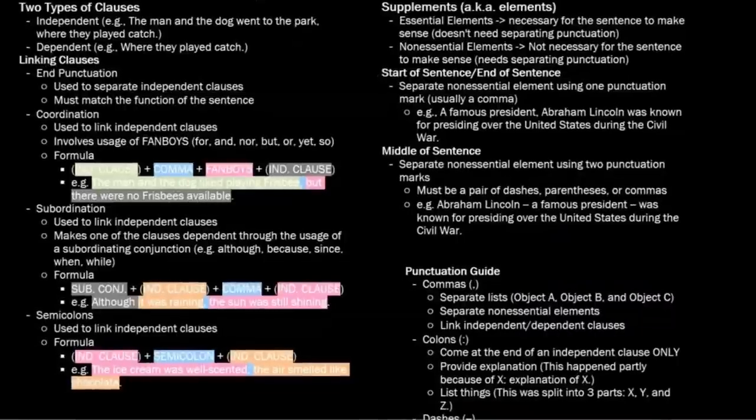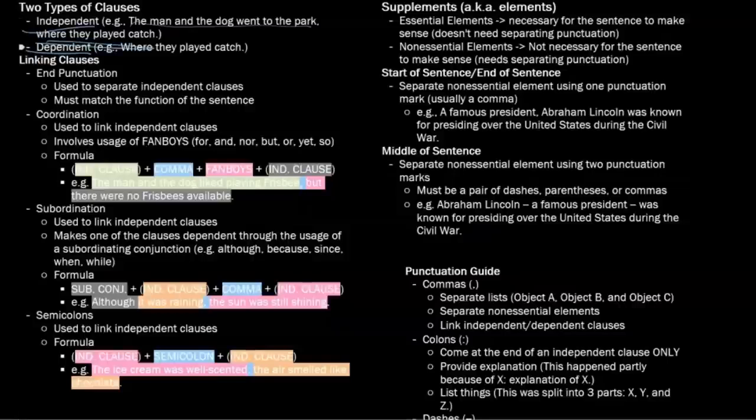So you got two types of clauses. You should know this, right? This should be common sense. This should be common knowledge. Independent and dependent clauses. So an independent clause can stand on its own. So something like the man and the dog went to the park. All right, this part here is an independent clause.